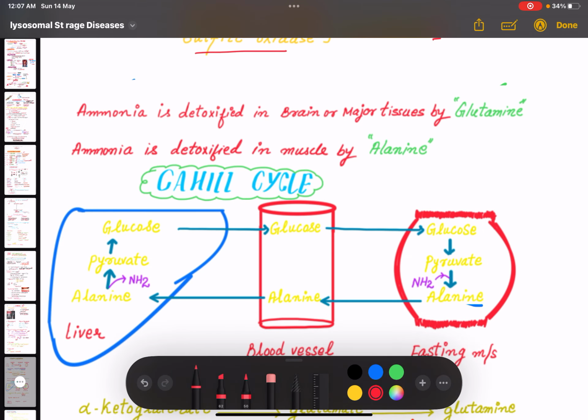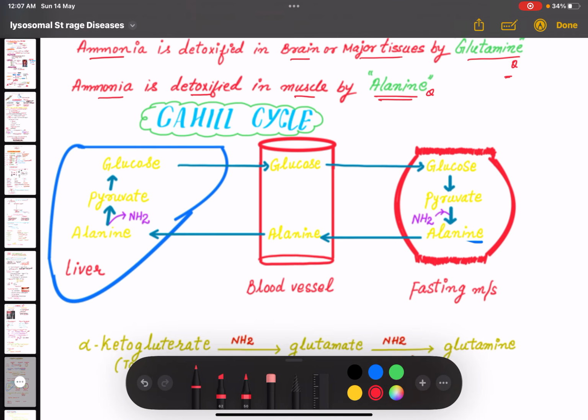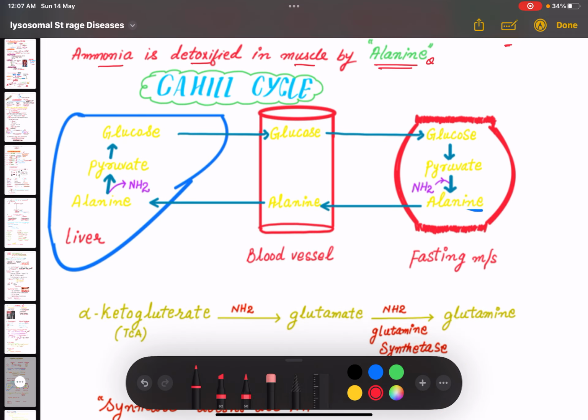See guys, that ammonia is detoxified in brain or major tissues by glutamine, and the ammonia is detoxified in muscles by alanine. In muscles, ammonia is detoxified by alanine. Ammonia is detoxified in brain or major tissues by glutamine. A very important cycle which is known as Cahill cycle or glucose alanine cycle.